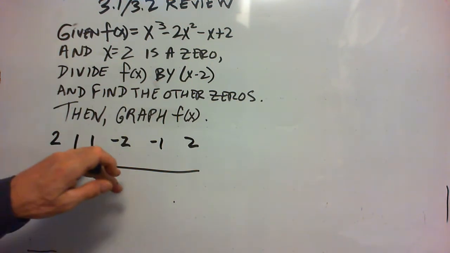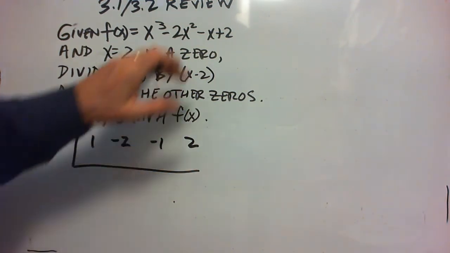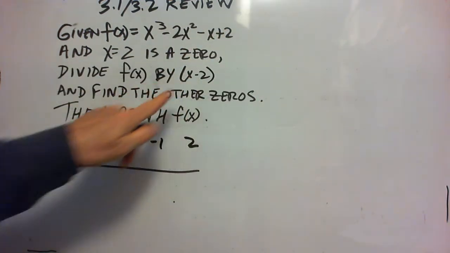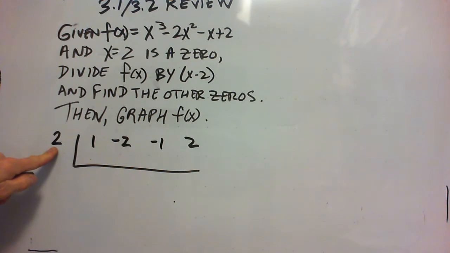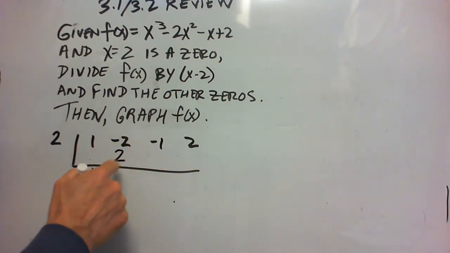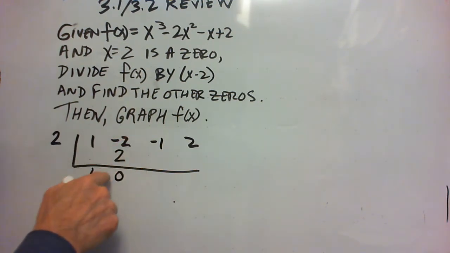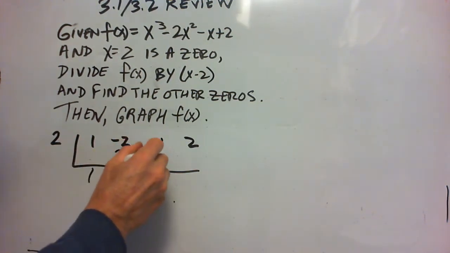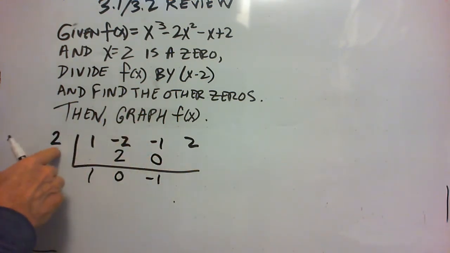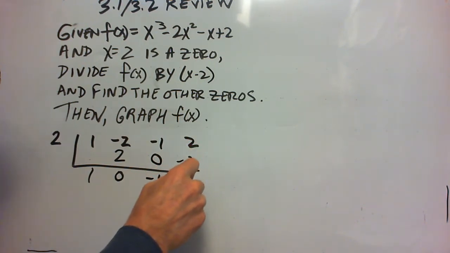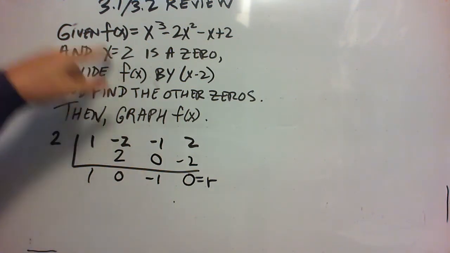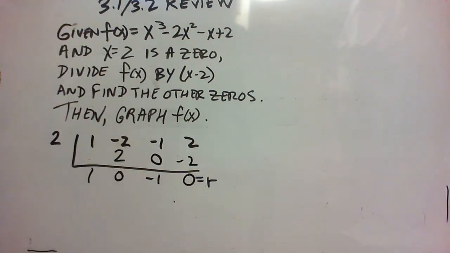So we do the synthetic division, listing the coefficients 1, negative 2, negative 1, positive 2, and then since we're dividing by x minus 2, the 2 goes off to the left. Carry down the 1. 1 times 2 is 2. 2 plus negative 2 is 0. 0 times 2 is 0 for the next column. Add negative 1 and 0 makes negative 1. Negative 1 times 2 makes negative 2, and we get 0 for our remainder, which we better get. If x equal 2 is a 0, we better get 0 for a remainder.